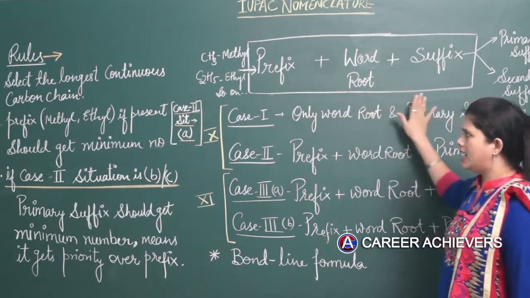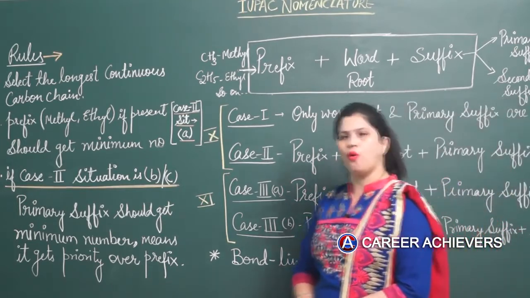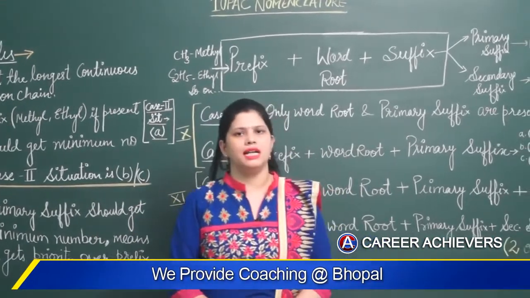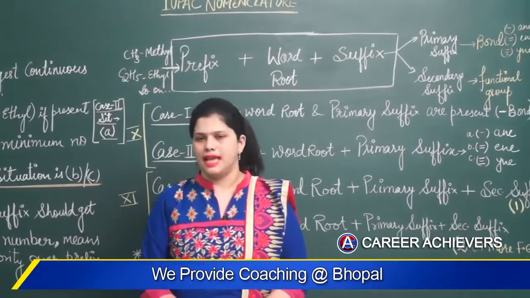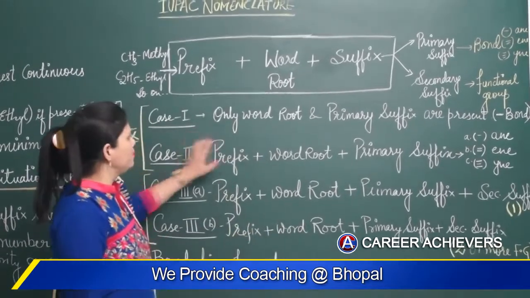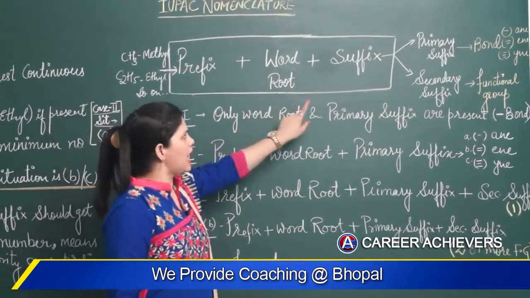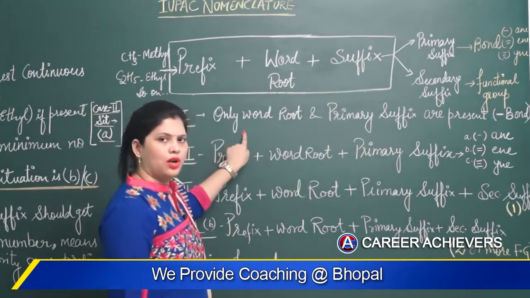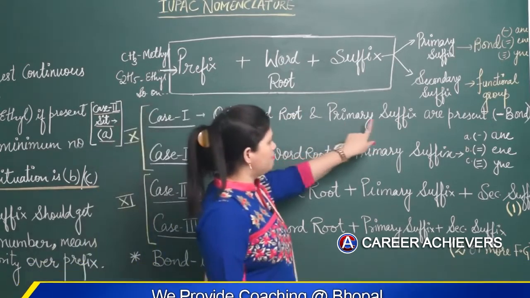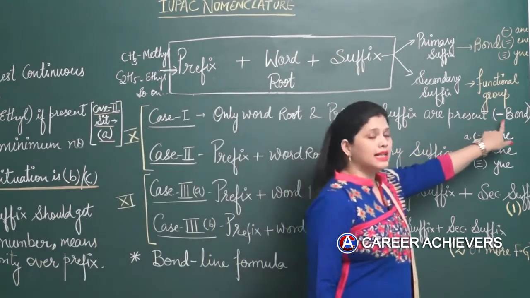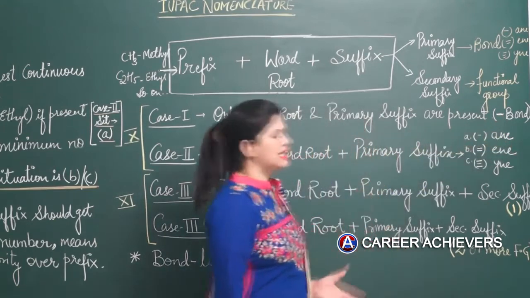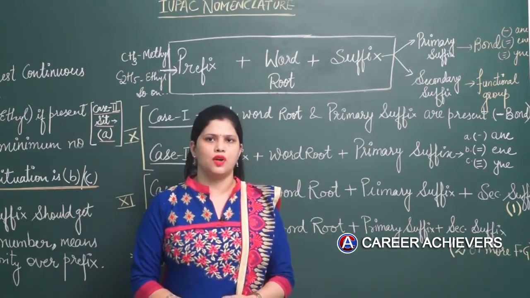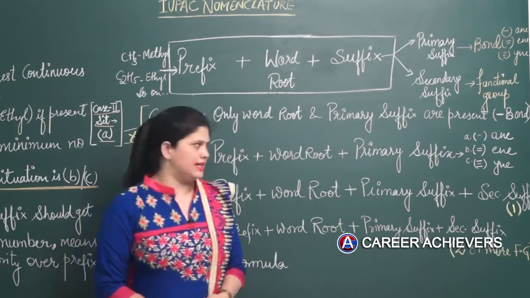This formula can be used in 4 different ways. It means the entire nomenclature can be divided into 4 sub cases. Case 1 is when you only have word root and only primary suffix present. It means you only have to count the number of carbon atoms and then the primary suffix, that is single bond only. This case was roughly already done in the last video, wherein we wrote the names of alkanes, alkenes and alkynes.